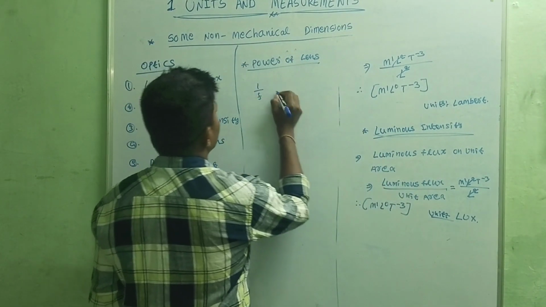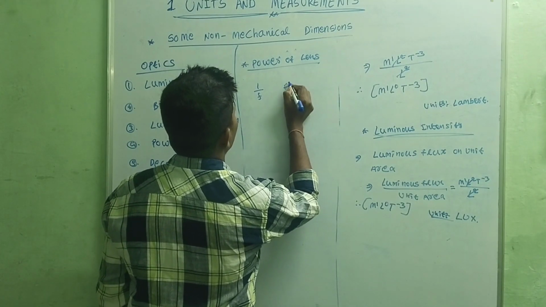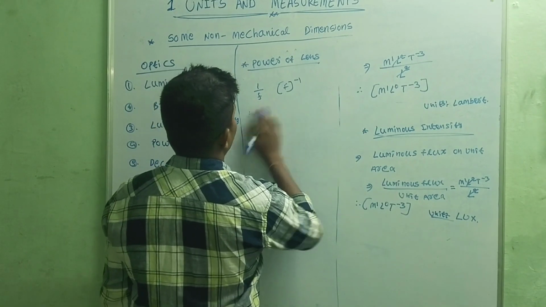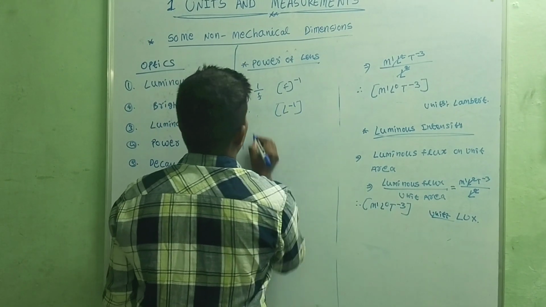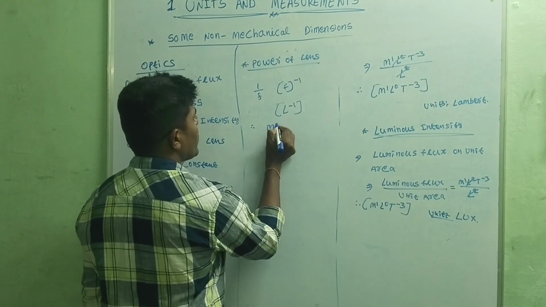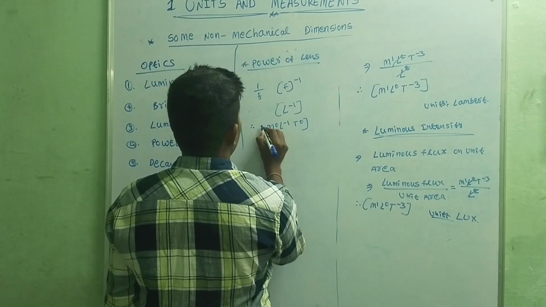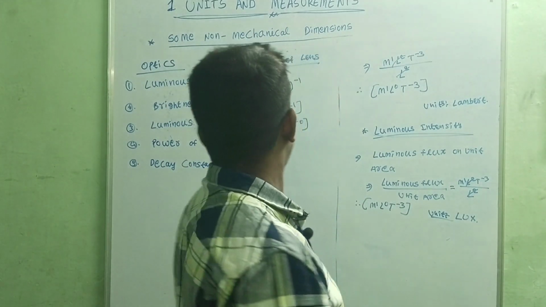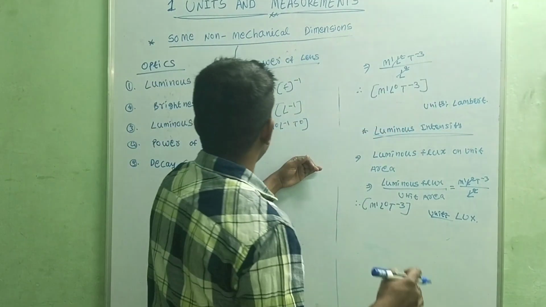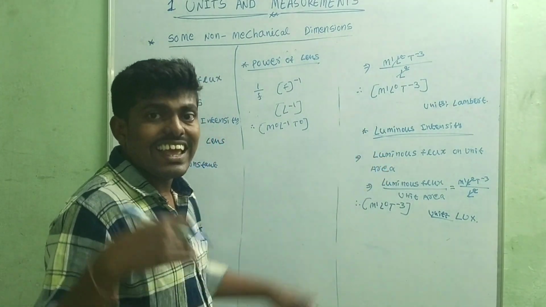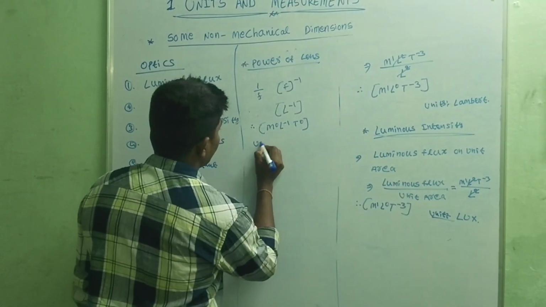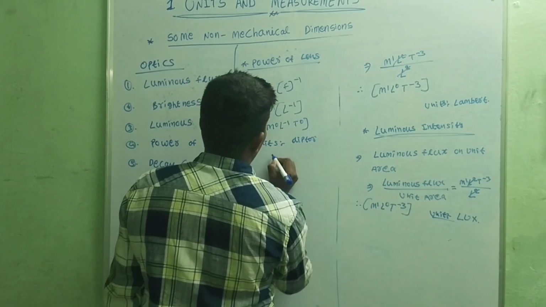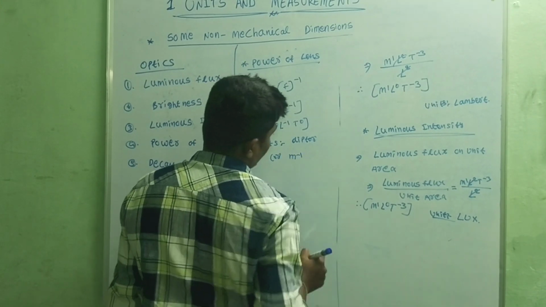So simply the dimensions of power of a lens are focal length inverse, that means L minus 1. It can be written as M0 L minus 1 T0. These are the dimensions of power of a lens. The unit of power of a lens is diopter, or meter inverse.